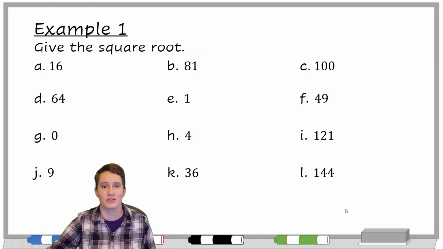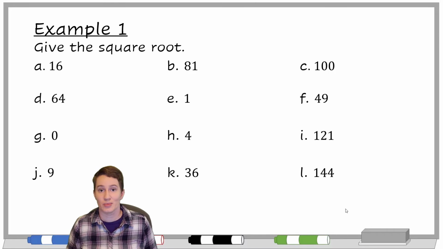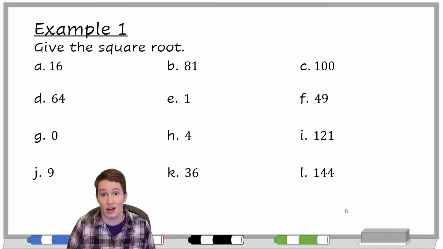Let's just do a whole bunch of square roots, partially because if you haven't thought about these numbers being perfect squares or having square roots before, you might as well think about that now. There's only actually one number missing here from our multiplication tables, and that's 25. The square root of 25 is 5, which we already did earlier, so that's why I didn't include it. So it says give the square root.